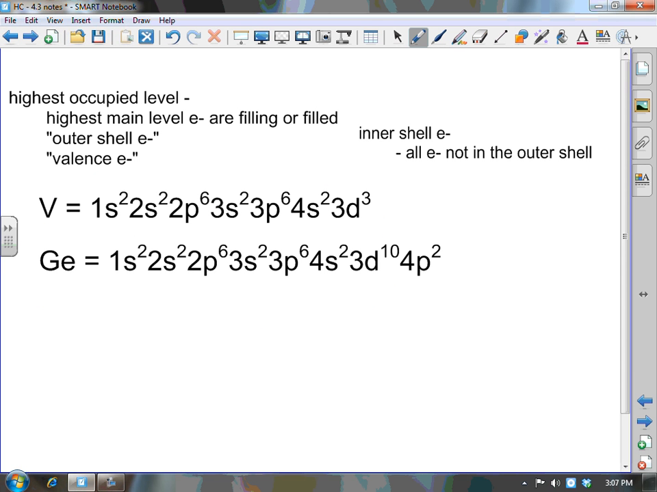Sort of tied into both of these things, or sort of moving on to the next one, is what do we call the highest occupied level? There's electrons all over the place. But sometimes we don't care about all the electrons. We only care about the highest occupied level. The reason we care about the highest occupied level, these are the ones that are involved in reactions, and they're the ones that are involved in the bonding. So we care about them more than the others.